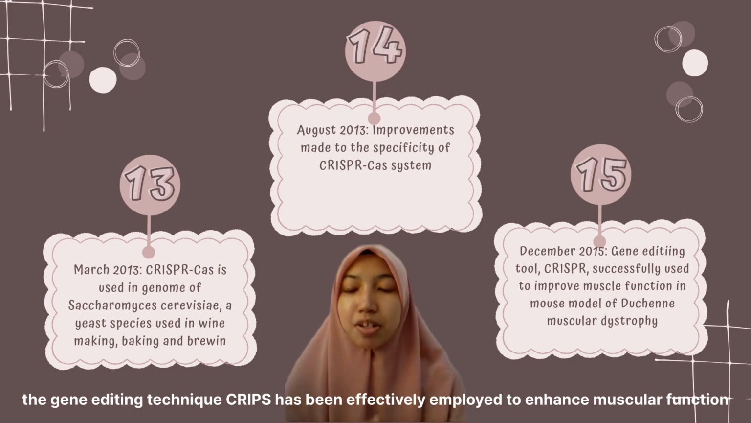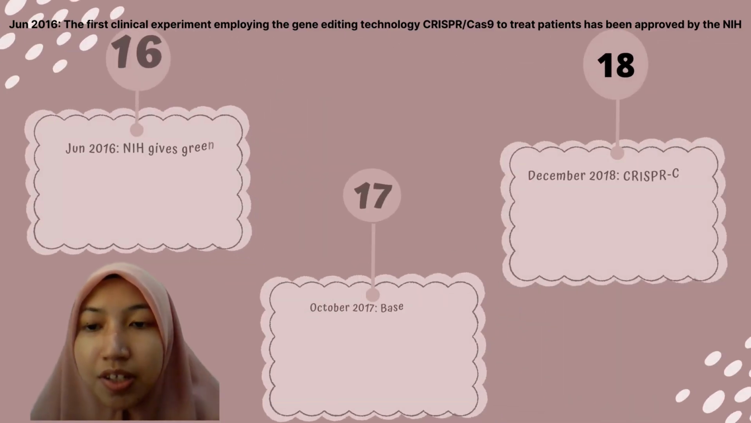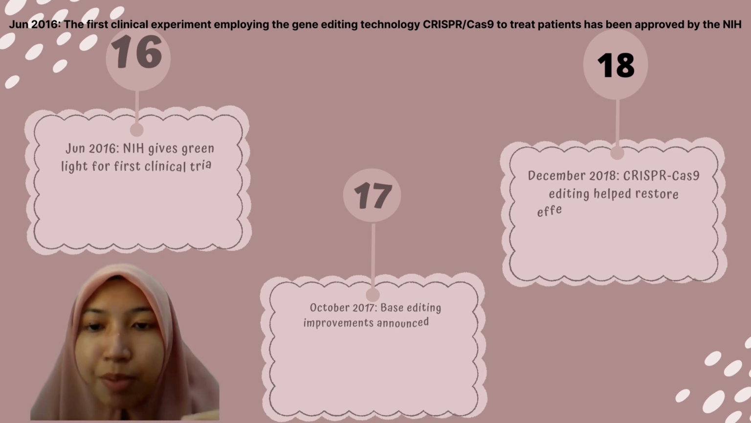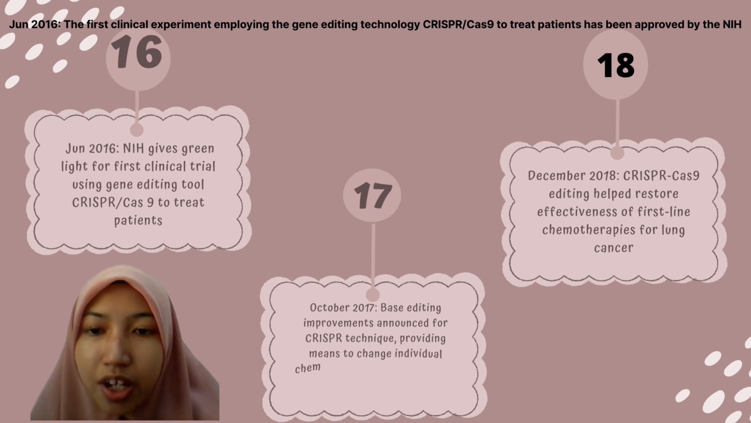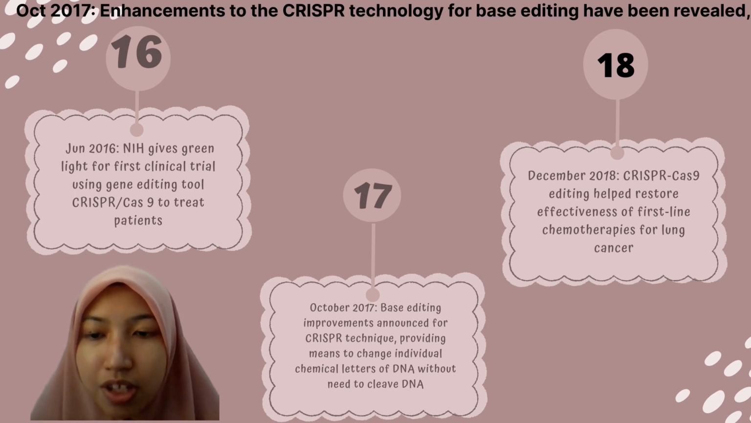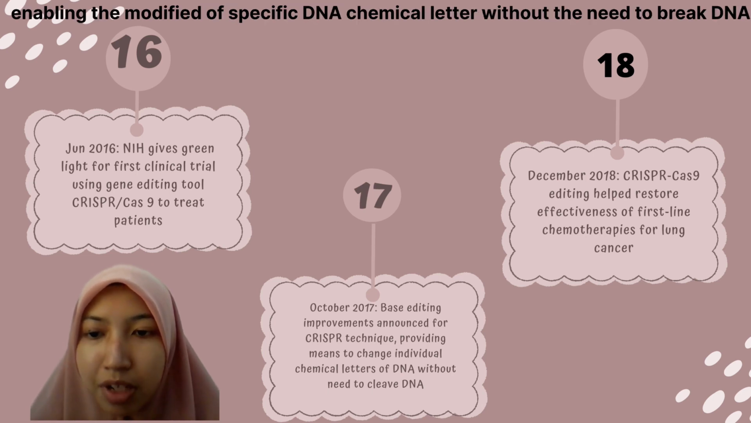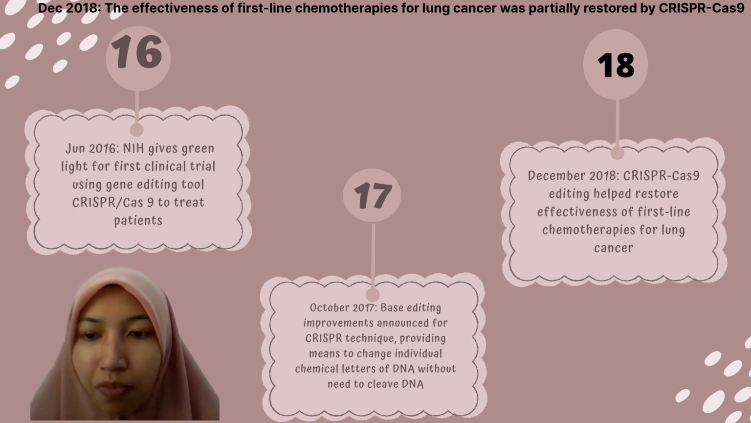to enhance muscular function. In June 2016, the first clinical experiment employing the gene editing technology CRISPR-Cas9 to treat patients was approved by the NIH. In October 2017, enhancements to CRISPR technology for base editing were revealed, enabling the modification of specific DNA chemical letters without the need to break DNA.